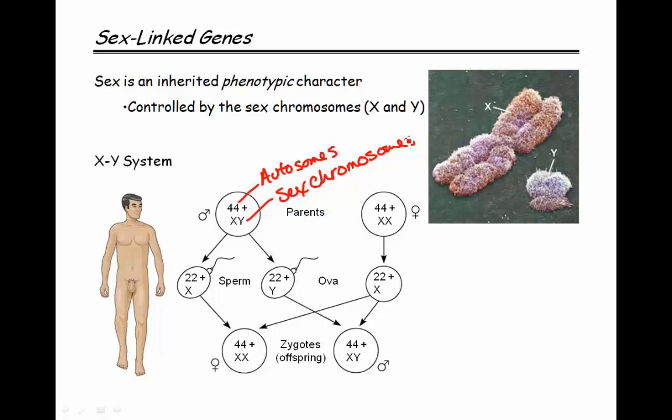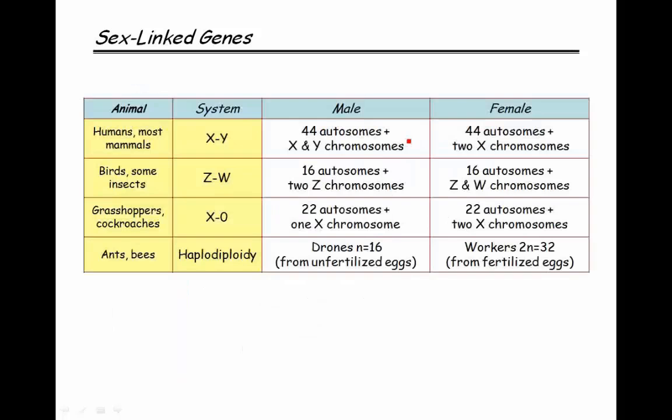You do want to be familiar with the XY system if you're not already. You want to know how many autosomes we would have in a typical somatic cell versus how many autosomes we would have in a gamete, and then also how many sex chromosomes we would expect in each one of those. Now, there are other ways to determine sex. They're not all X and Y systems. So let's point out a few other options.